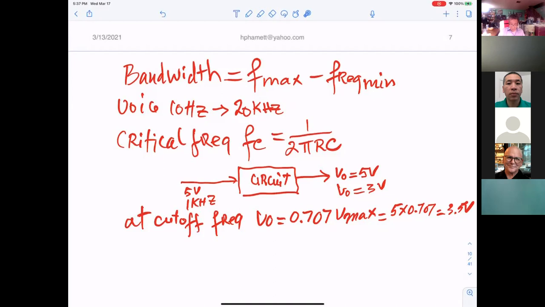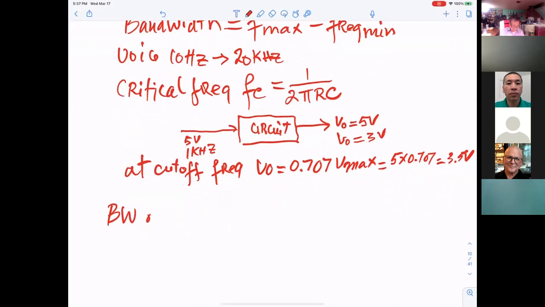Isn't that the bandwidth of the amplifier itself? No, the amplifier, yeah, the 3 dB bandwidth? No, not the 3 dB bandwidth. Basically, I'm just talking about the definition. My question is, can you tell me what the bandwidth of 1 kilohertz sideways is?